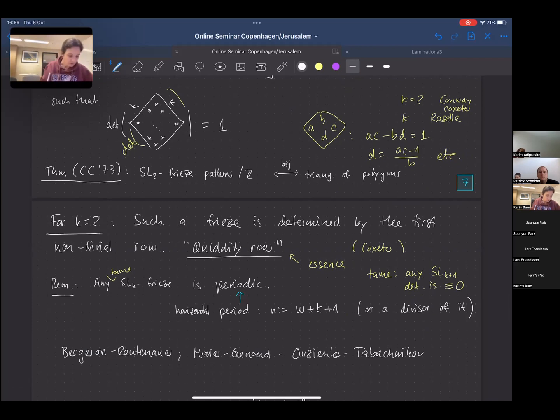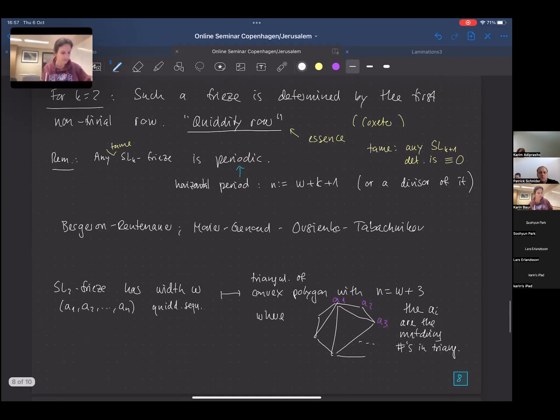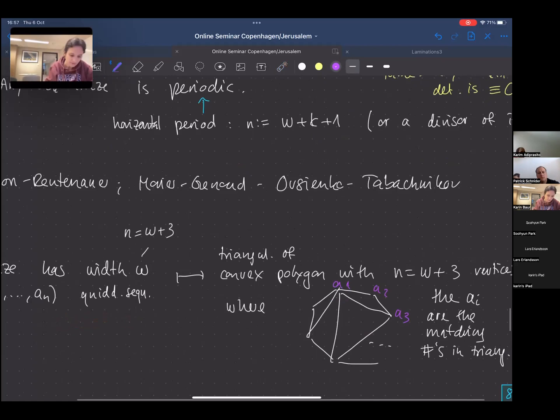And now let's look at the polygon case, or SL2 frieze patterns. So here, if we have width W, so we have W non-trivial rows, then N is W plus three, that's the periodicity. And we're looking into triangulations of convex polygons with N vertices. So the frieze is given by the quiddity sequence. It has to have N entries for N equals W plus three. And how you get such a quiddity sequence is by looking at the triangulation and then counting how many triangles you see at each vertex.